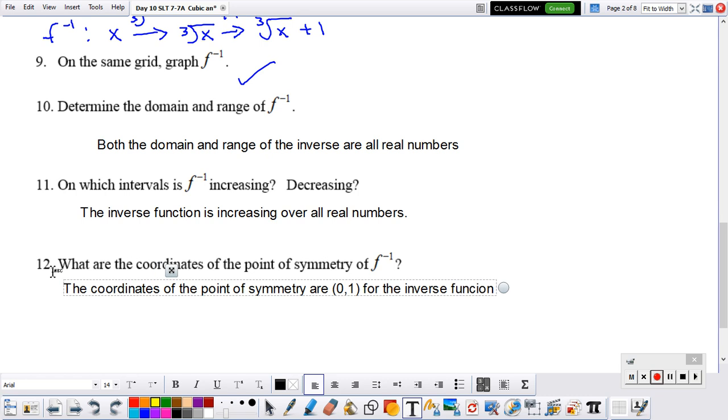Please make sure you're answering in a full sentence. Please make sure that it's clear to the person reading your work that you're referring to the inverse function and not the original function. Please make sure you're using good math vocabulary.